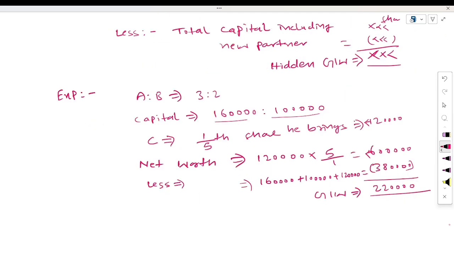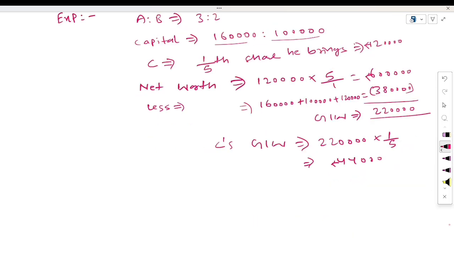Now what is his share? His share is 1/5. Then how much goodwill should he bring? The value of his goodwill will be 2,20,000 multiplied by 1/5. It means he will bring the amount of goodwill, how much? 44,000. Generally, in a question of hidden goodwill, he will not bring the value of goodwill.